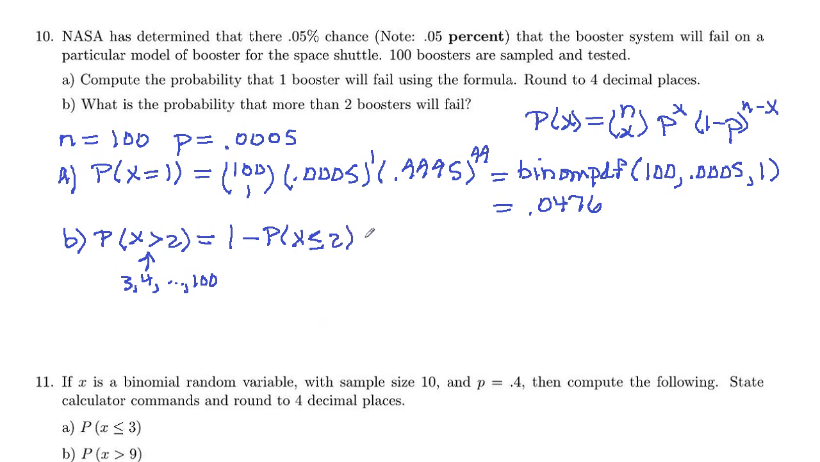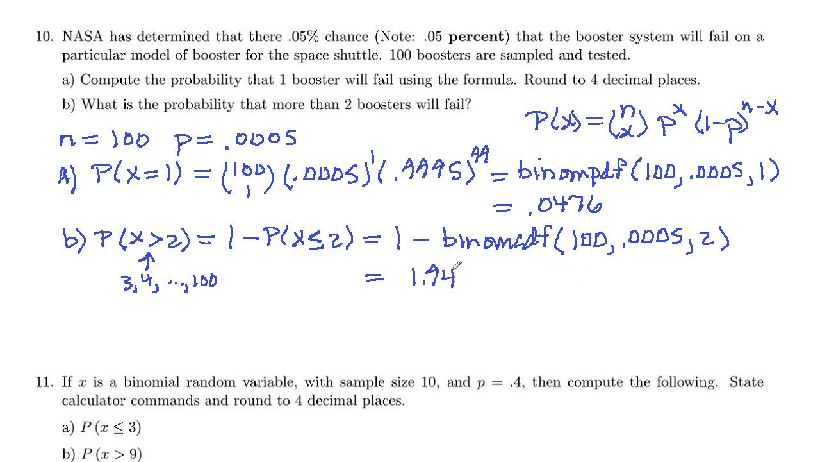And for less than or equal to there, we can use binom CDF. So this will be 1 minus binom CDF. And then it's N, P, and X. So N is 100 boosters tested. Probability of failure is 0.0005. And then it's up to 2. And if we go ahead and enter that into the calculator, we will get scientific notation. So I'll actually get here 1.949 times 10 to the negative 5th.